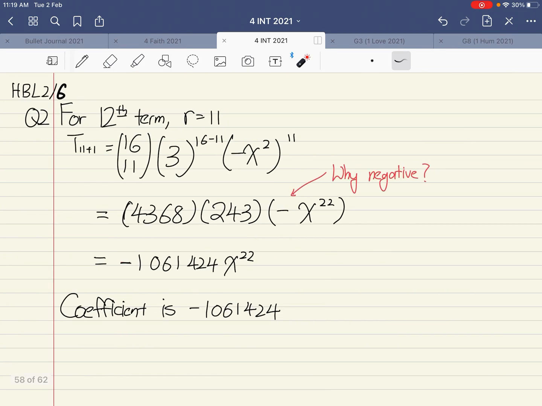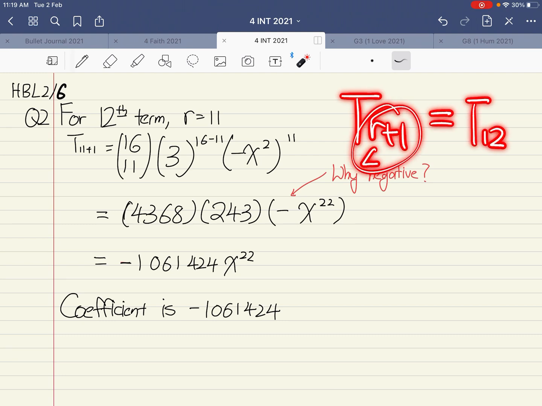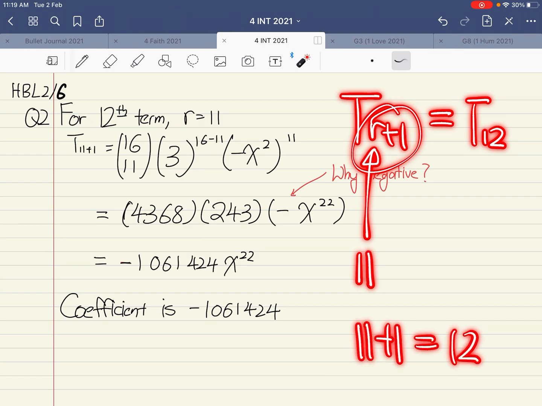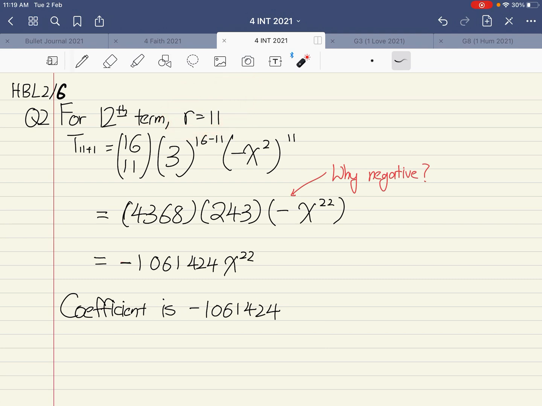Question 2 is similar to question 1, so I'll run through it a bit quicker. For the 12th term, T R plus 1, if I want the 12th term, my R in this case is 11, because 11 plus 1 will give me 12. So my R is equal to 11. I will put this into my general term: 16 choose 11, 3 to the power of 16 minus 11, negative x squared to the power of 11. Moving on, 16 choose 11 gives me 4368. 3 to the power of 5, you use your calculator, it gives you 243.